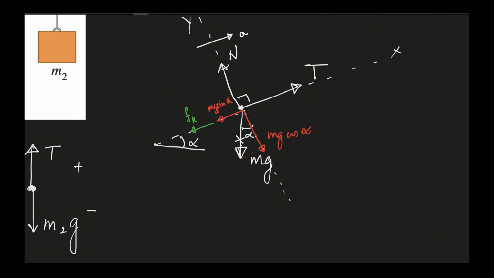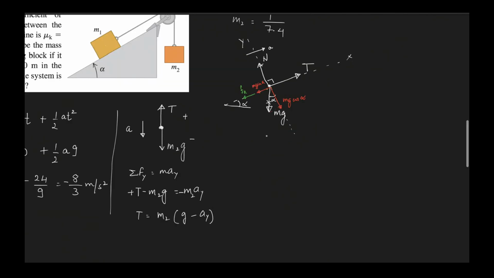Now you can write your Newton's law here in this case. So let us write it along the x-axis. This side I will take positive, upside positive, downside negative. So you can always write sigma Fx as ma. So plus T minus mg sin alpha minus fk will give you m1a, this is m1.